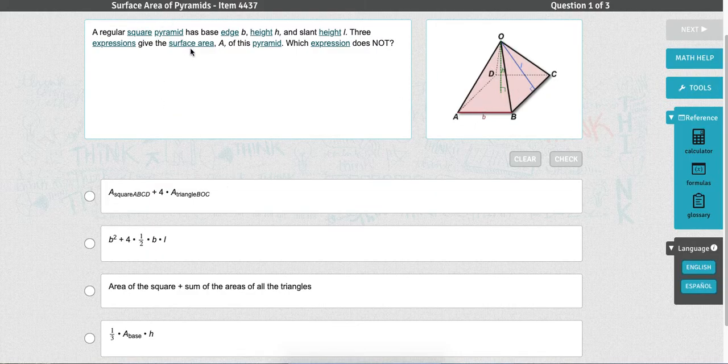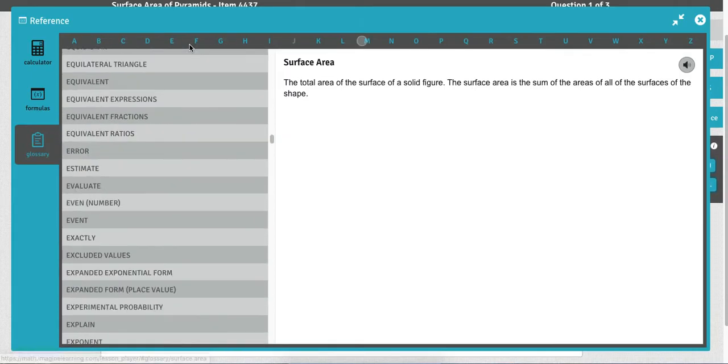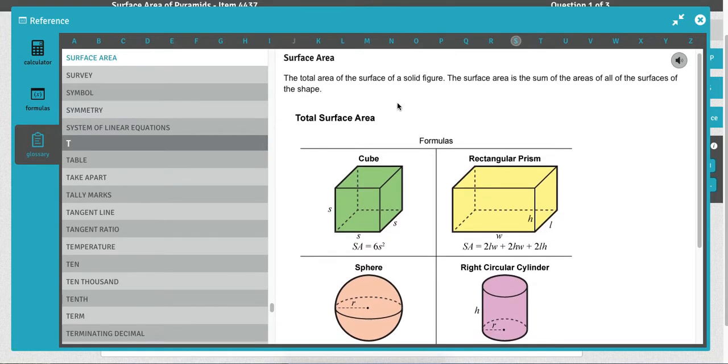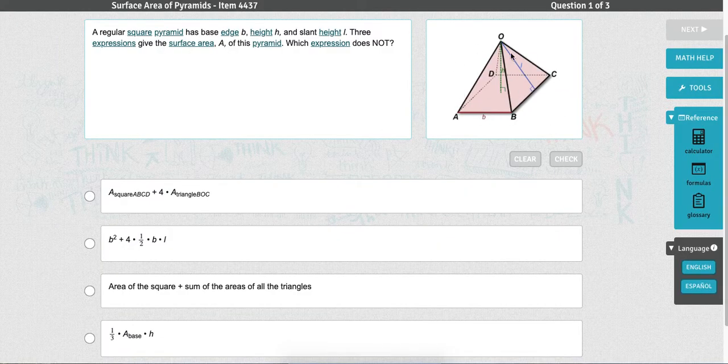So surface area is the area of the surface. Now, if you're not understanding what I mean by that, go ahead and click on the highlighted portion and we're looking at the reference book. It says that the surface area is the sum of the areas of the surfaces of the shape. So if I were to wrap a gift in a pyramid shape, I would be wrapping the outside of the gift, and that would be considered the surface area.